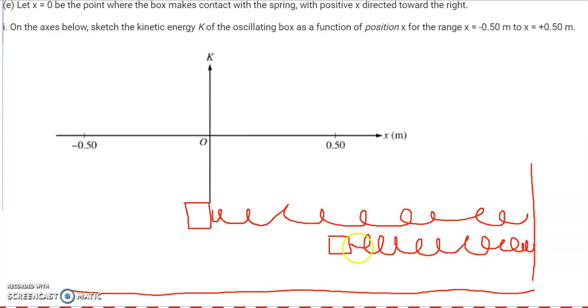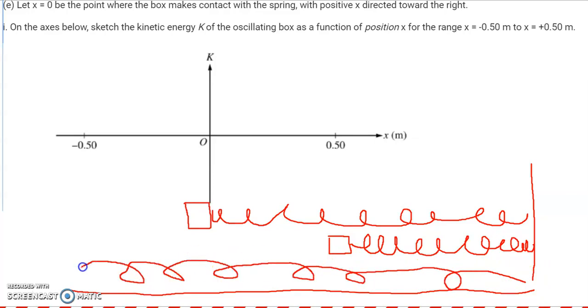And then after that, it's going to oscillate back and forth, right? So then after that, the spring will push on the box so that it's like this. The box comes in, it pushes it in, and then it gets pushed out. And then it goes back and forth between these three scenarios.